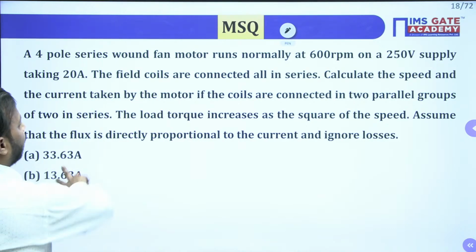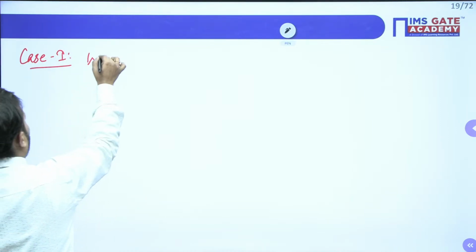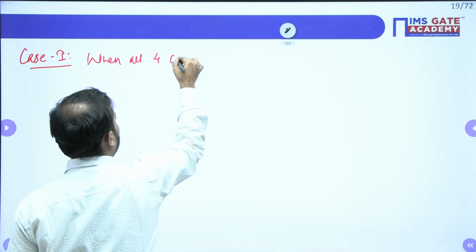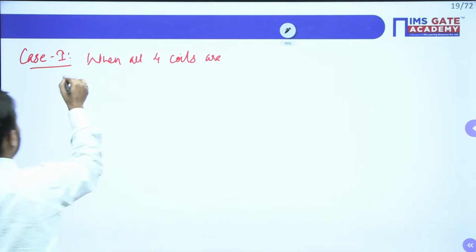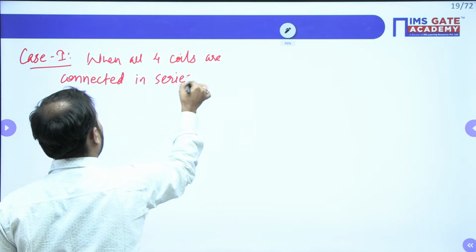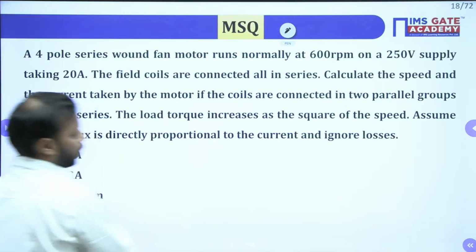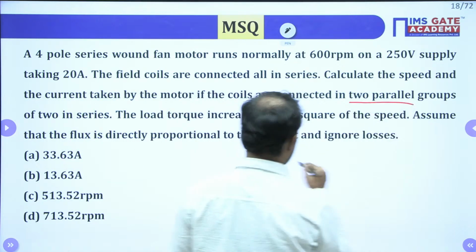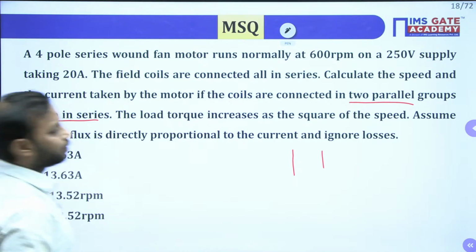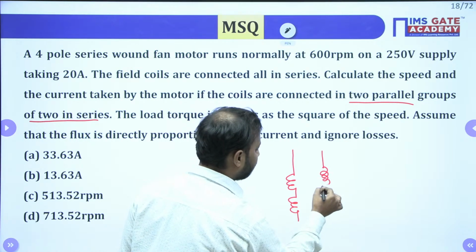All right, now see here, again we have two cases. Case 1, when all 4 coils are connected in series. Now, definitely the question would occur in your mind, sir, how do you say that we have 4 coils? From here I can say 2 parallel groups. This is a 2 parallel group, and in this 2 parallel group, 2 coils are connected in series. So this means that 1 coil and 2 coil, and here also we have a parallel path like this.